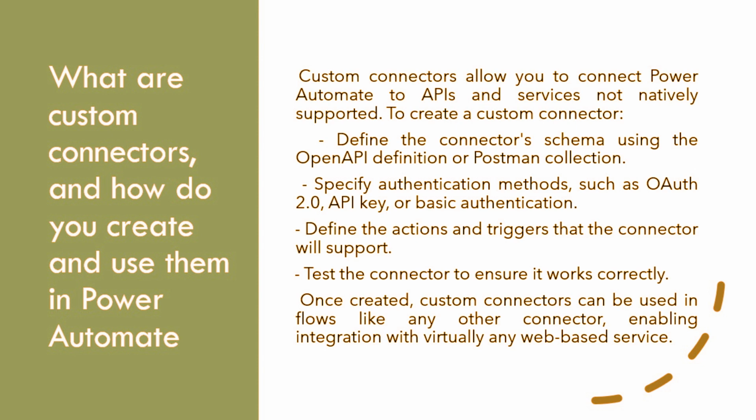What are custom connectors, and how do you create and use them in Power Automate? Custom connectors allow you to connect Power Automate to APIs and services not natively supported. To create a custom connector, define the connector schema using the OpenAPI definition or Postman collection. Specify authentication methods, such as OAuth 2.0, API key, or basic authentication. Define the actions and triggers that the connector will support. Test the connector to ensure it works correctly. Once created, custom connectors can be used in flows like any other connector, enabling integration with virtually any web-based service.